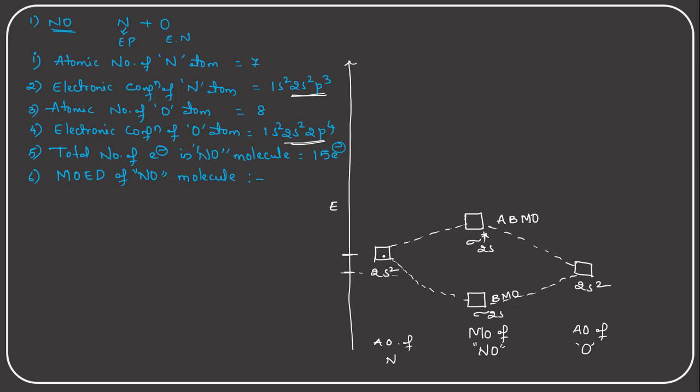Okay, so here two electrons are there, and here also two electrons are there. Total number of how many electrons? 4 electrons, and simply we can fill the electrons here. And now how many electrons are there in the bonding molecular orbitals? 2 electrons. Anti-bonding molecular orbitals also 2 electrons.